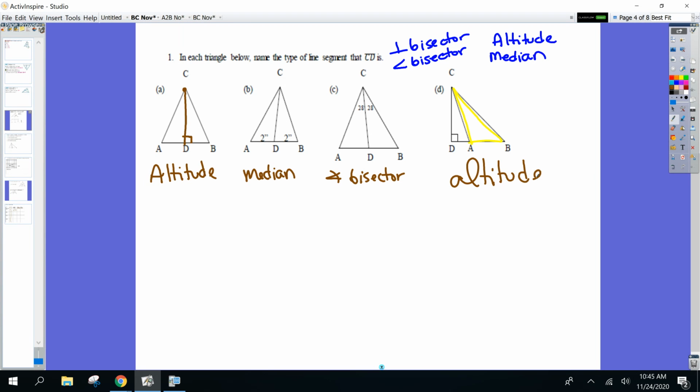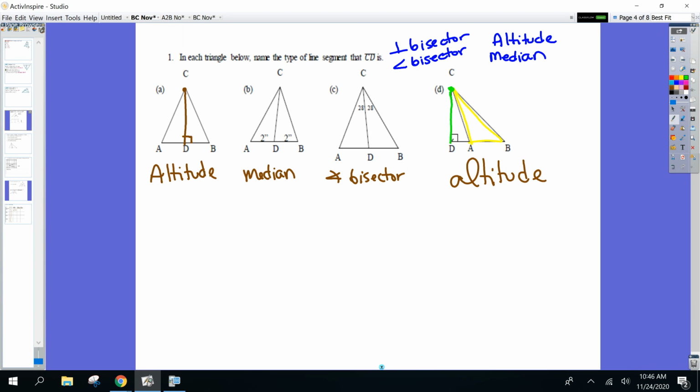It's just an altitude. Why is it just an altitude? Remember, it comes from a vertex, which would be C, and is perpendicular to the opposite side. Remember what we talked about at the end of class yesterday. You will have some altitudes that are outside the triangle if the triangle is what type of triangle? What type of triangles have altitudes on the outside of it? Obtuse, which this triangle probably is. All right, everyone good on those three?